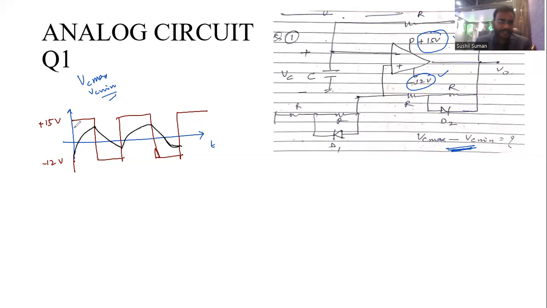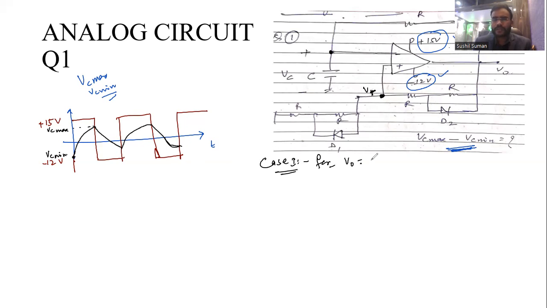Let's say the maximum potential is this, your VC max potential. The minimum potential at which the charging starts is VC minimum. As you know, due to the virtual ground concept, the V plus potential is equal to the V minus potential. So VC is nothing but the potential across this feedback network. Now, case 1, first case.